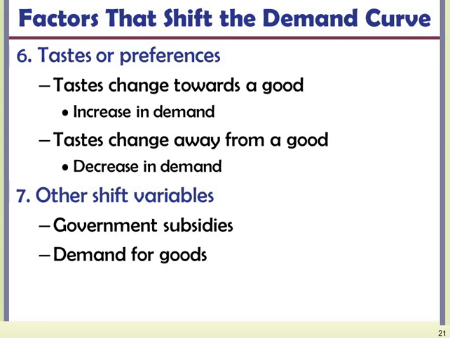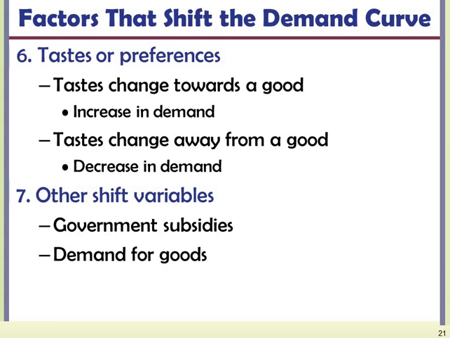So, dito, okay, sa taste or preferences natin, if the taste change towards a good, automatically the demand will increase. But if the taste change away from a good, the demand for that certain good will decrease. Bakit? Kasi nga nagbabago ka na. So, ibig sabihin, yung bagong trend, doon na ngayon nag-i-increase yung demand mo. Yung luma, wala na. Hindi na nagiging demand.